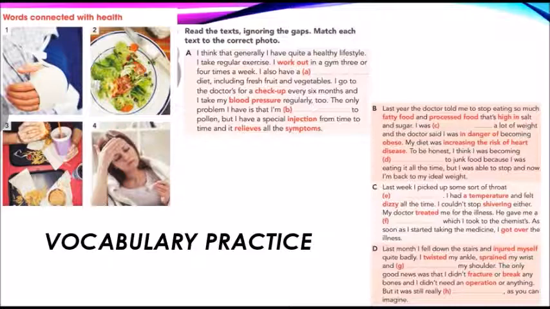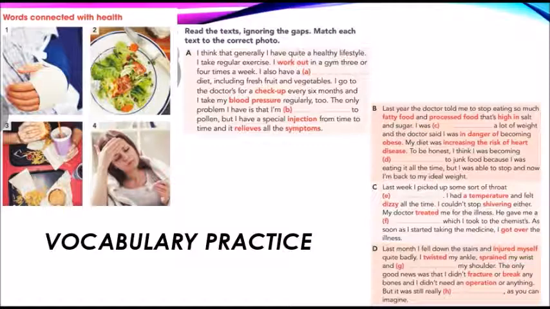You can see the photos on page 70. 1, 2, 3, 4 photos. And below the photos you can see the text, and the text consists of 4 parts: A, B, C, D. Look at the photos attentively. Yes, you see some situations, and try to match the situation in the picture with the text: A, B, C, or D.